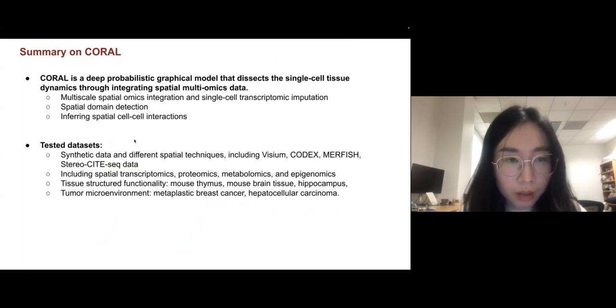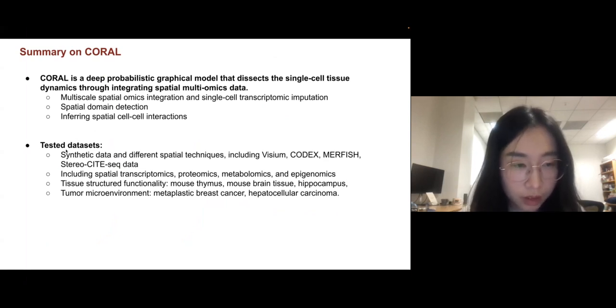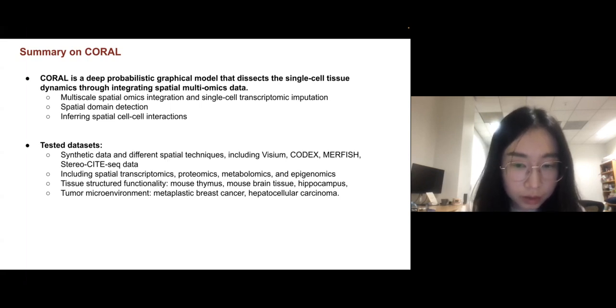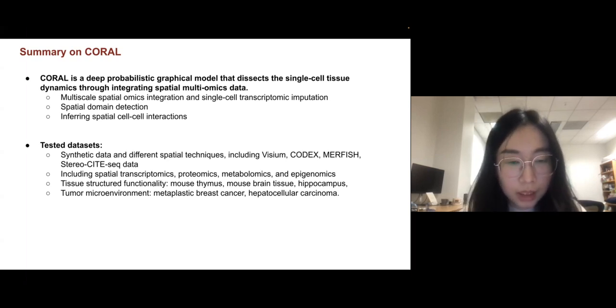Okay, so here I try to convince you that we have a model that can do a lot of tasks, and we also confirm from different scenarios, not from the synthetic data. We also show some other real cases across transcriptomics, proteomics, metabolomics, and epigenomics as well. We also have datasets across mouse to human, and across Alzheimer's to the brain tissues, hippocampus, as well as the tumor microenvironment.